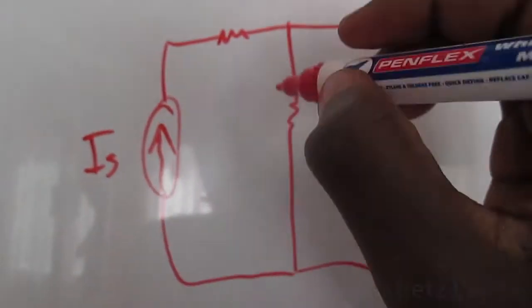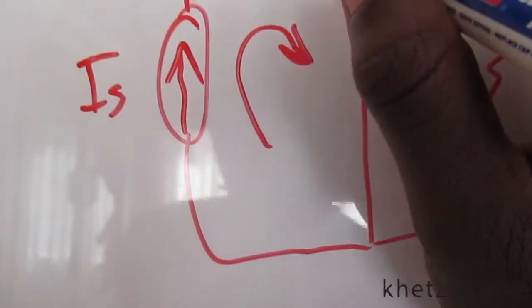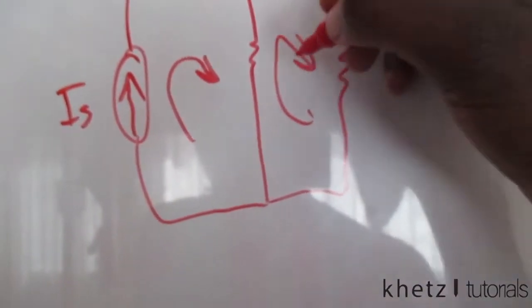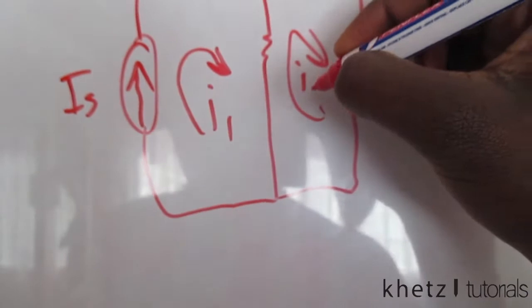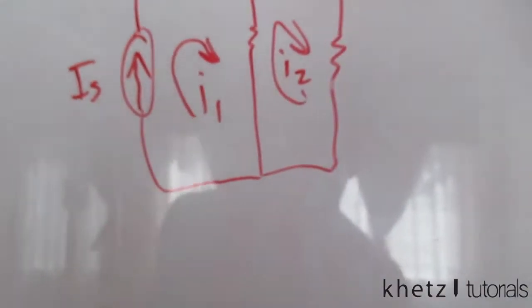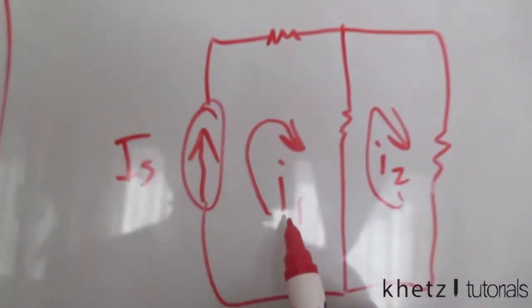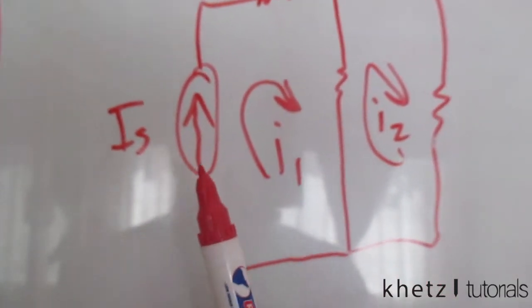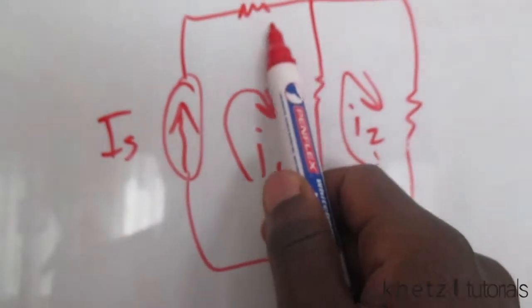If we have a current value here, and another current value here, let's call it I1 and I2. As you can see, the current in this mesh is going in the same direction as the current source, and there isn't any other current on this side.